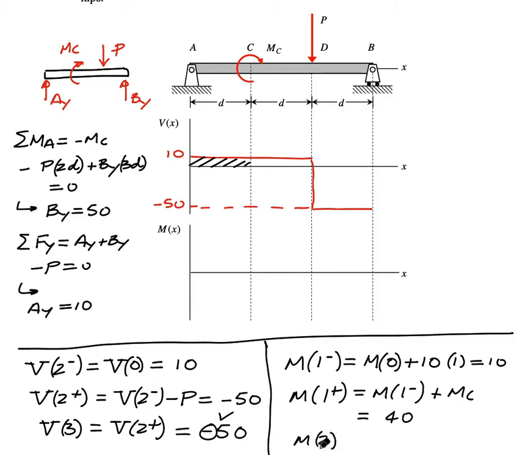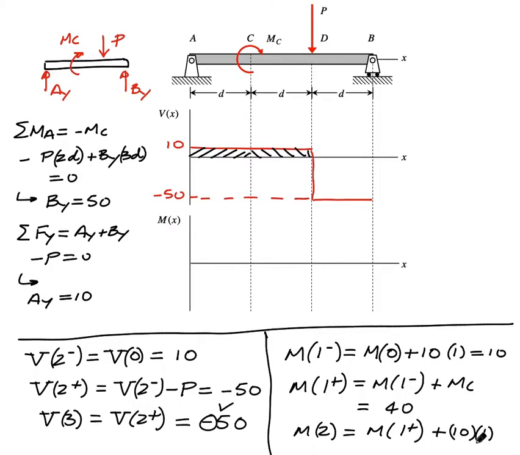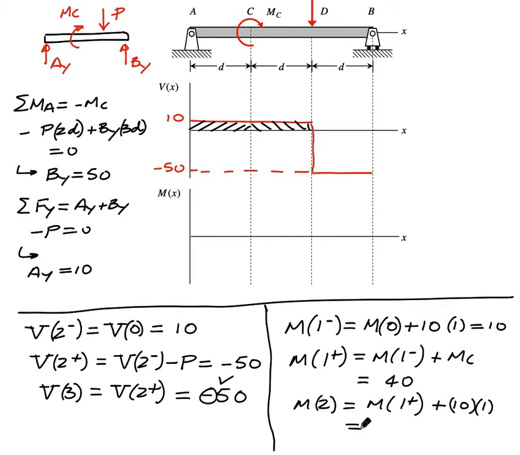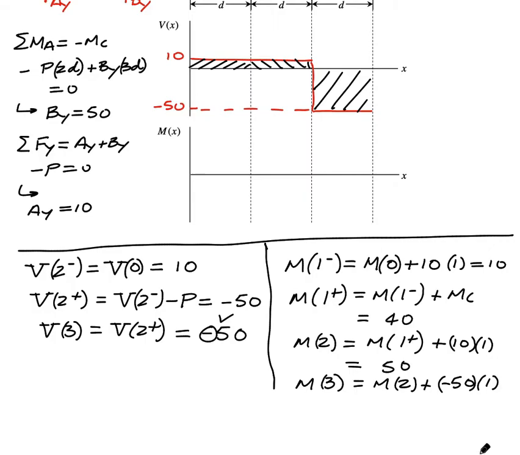The bending moment at 2 is bending moment at 1 plus, and then I add on to that the area under this curve, which is again 10 over a length of 1. So the bending moment there is equal to 50. And finally, at the right end, x equal to 3, that's equal to x equal to 2, and then the area under this is a minus 50 times 1. And the good news is it is a 0, as it should be.